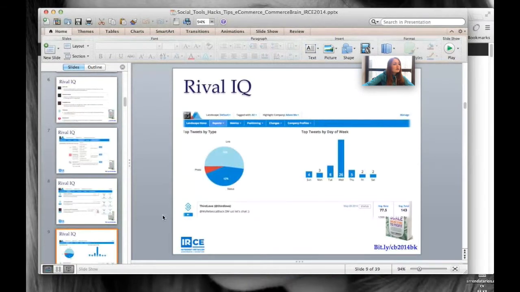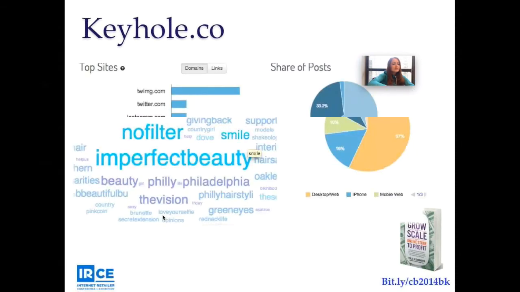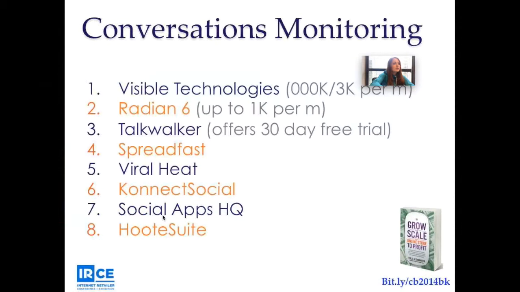We have Rival IQ. We went through this. We saw those reports, Keyhole, Compete. Now the next set of tools are for conversation monitoring, and that's more about finding specific topics and keywords that you can expand your marketing on.